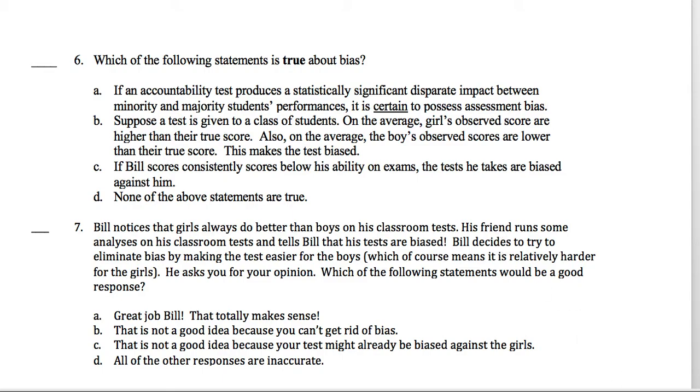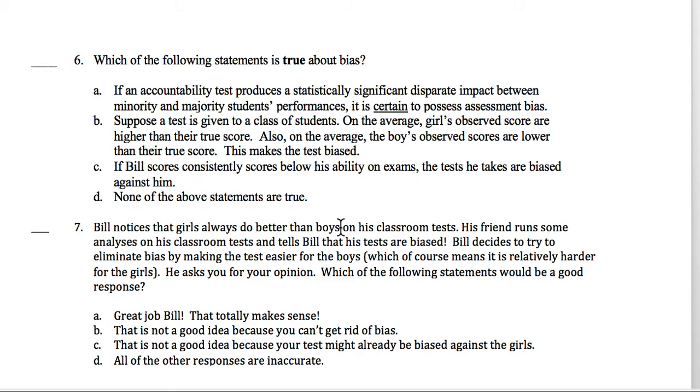C, if Bill scores consistently below his ability on exams, the tests he takes are biased against him. This is also not true, because maybe Bill just doesn't care and isn't trying. And I knew a lot of people like this in grade school and high school and even college, who don't really care that much about their academics. You don't really try your hardest. Don't get that focused. Don't get that motivated for the tests. And you just kind of blow through them and hope for a D or a C, right?